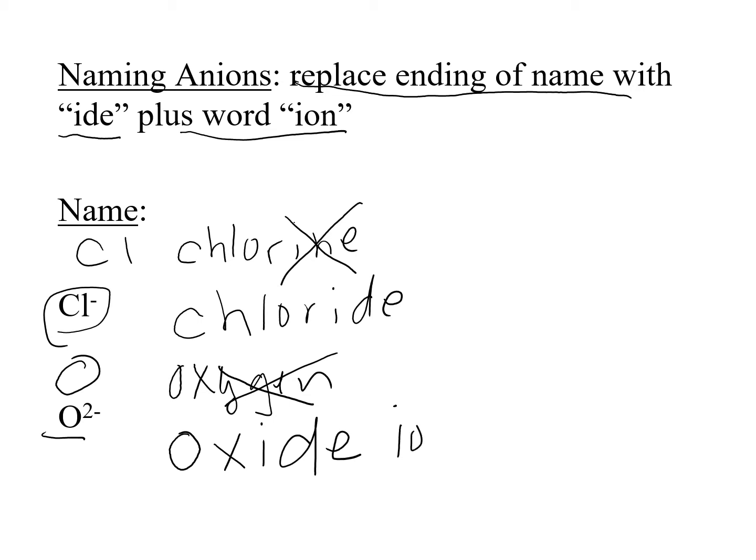And then you can add ion to the end of the words. It's not necessary because by changing the ending, we now know we have a negative charge versus the cation. You had to write ion because that told us we have a positive charge. You can write ion if you want, or if you don't, it's okay too.